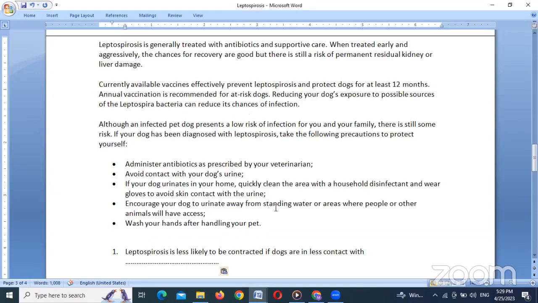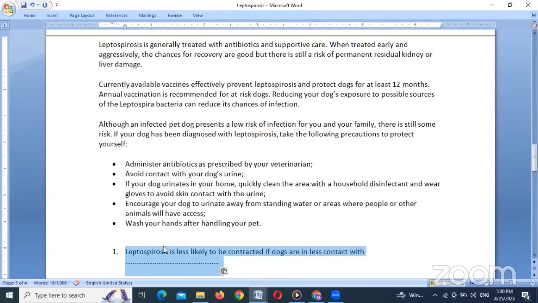Somebody told me the answer is water, but water is not the answer here. It is not written here. If you see, all of your keywords are matching in this sentence: reducing your dog's exposure to possible sources. This is the second part here. Less contact with possible sources can reduce chances of infection.